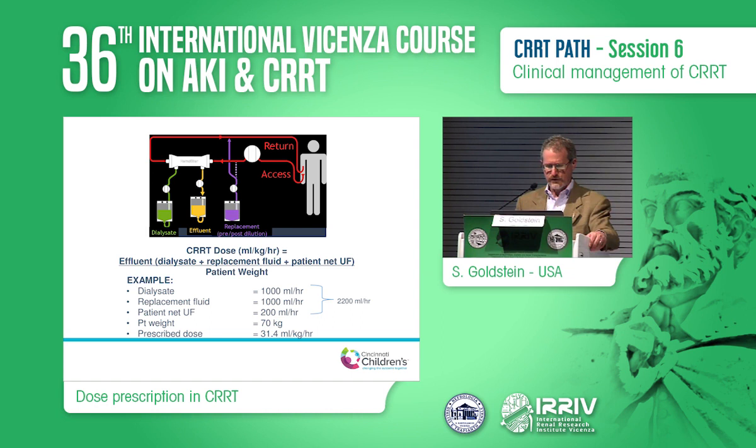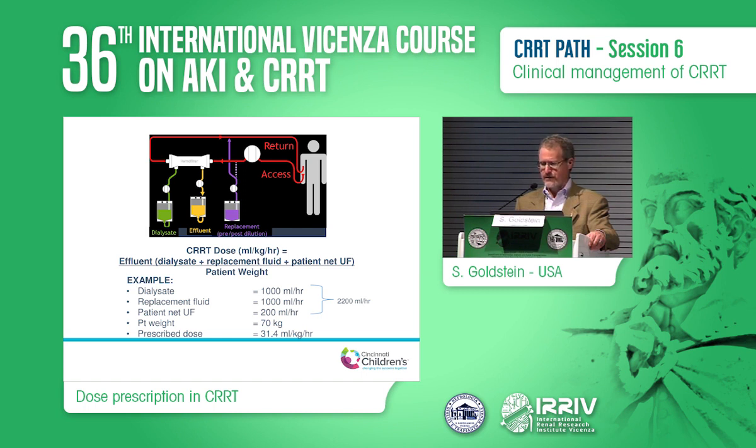So for example, if we're providing CVVHDF to this patient, the CRRT dose is dosed in mLs per kilo per hour. You can see the sum of the dialysis fluid, replacement fluid, and patient net ultrafiltration divided by the patient's weight. So if we provide 100 mLs per hour of dialysis fluid, 100 mLs per hour of replacement fluid, and 200 mLs per hour of net UF for the patient, that equals 2,200 mLs per hour. And if the patient is the average 70 kilo patient, that leads to a dose of dialysis of 31.4 mLs per kilo per hour.